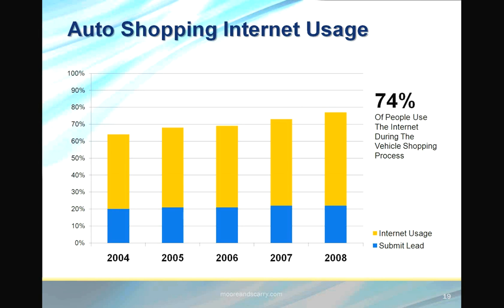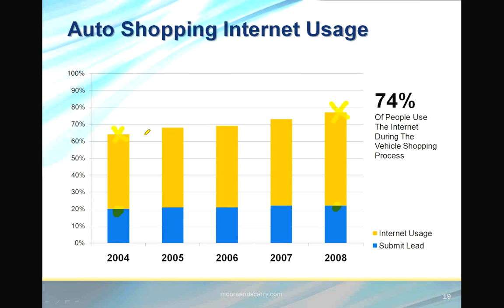Earlier we told you about conversions and that they're not always email leads. And here's something to look at when we look at the past 5 years of internet usage. When you look at the past 5 years from 2004 to 2008, the number of people using the internet as part of the vehicle shopping process has increased 11 percentage points. Yet the number of people over the past 5 years who've submitted a lead has only increased 2 percentage points.